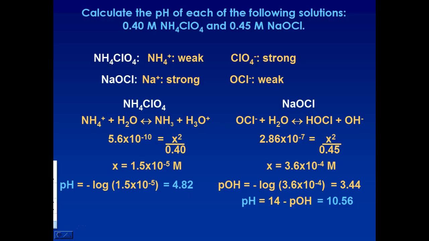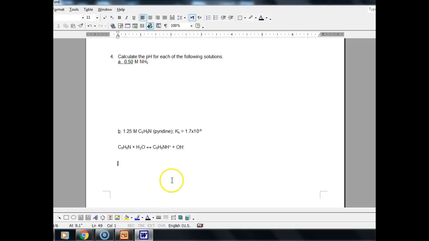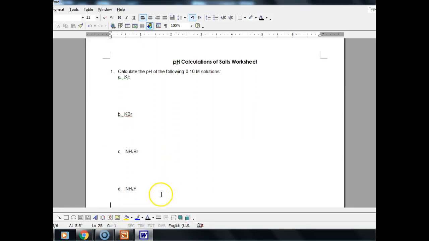Alright, so this is just using what you've done so far with weak acids and weak bases. And with what we just talked about, you now should be able to do the pH calculations of your salts.